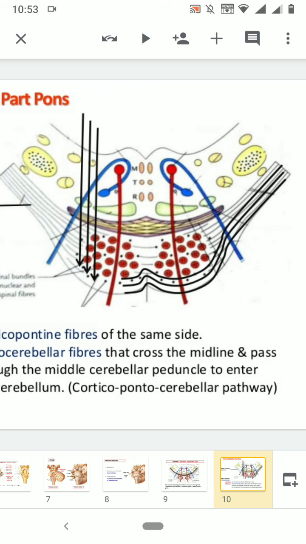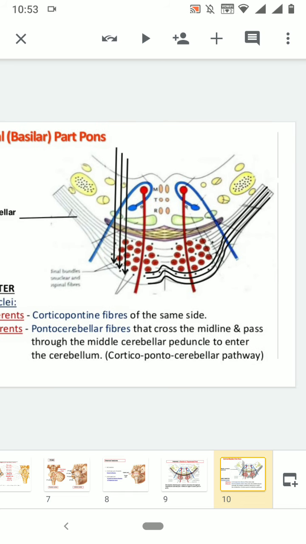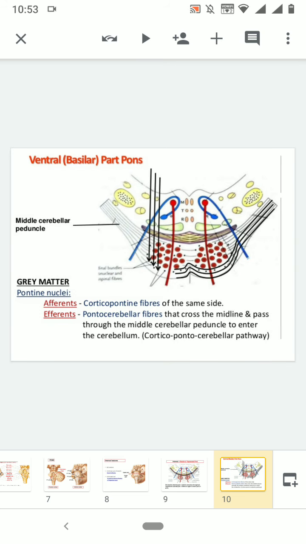So these are the transverse fibers, and they are actually going through the middle cerebellar peduncle and form the pontocerebellar fibers. So they connect with the cerebellum. So the corticopontine fibers are afferents, and the efferents are the pontocerebellar fibers. So that's the way the cerebral cortex will communicate with the cerebellum through the pons.